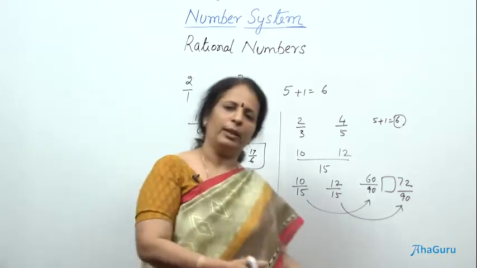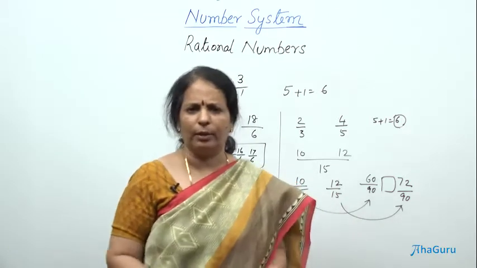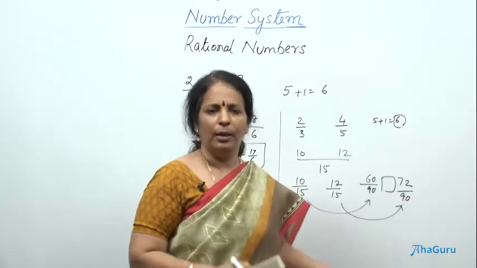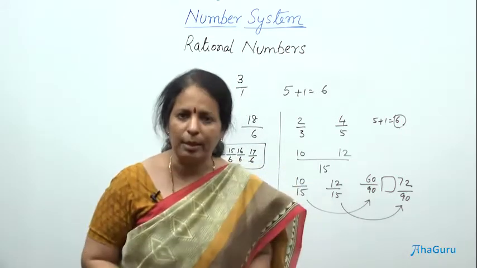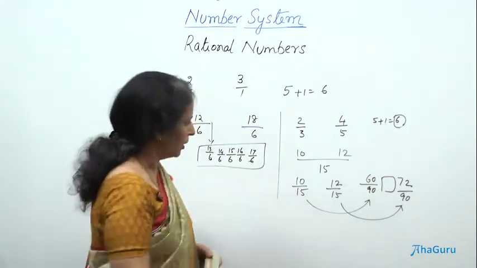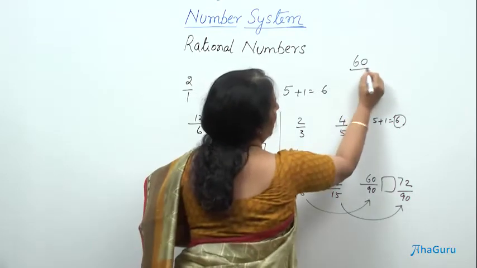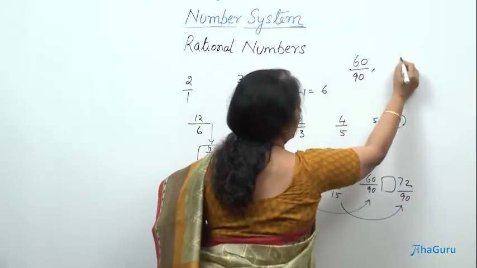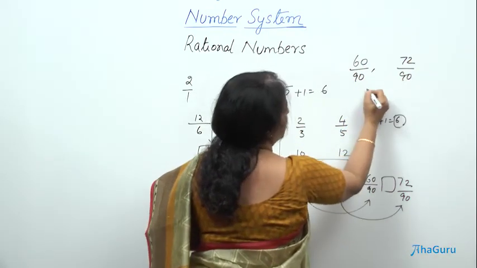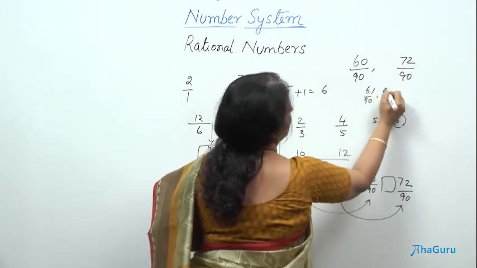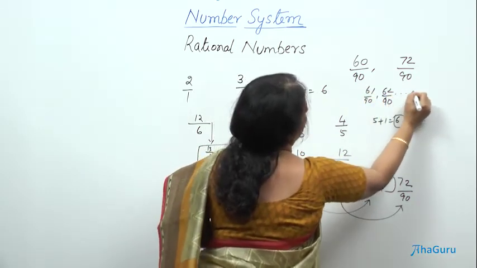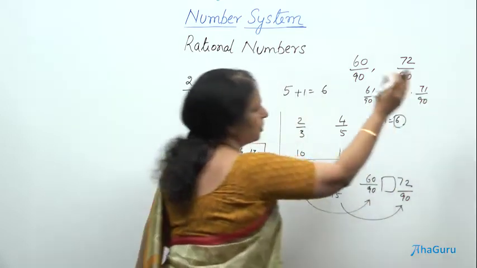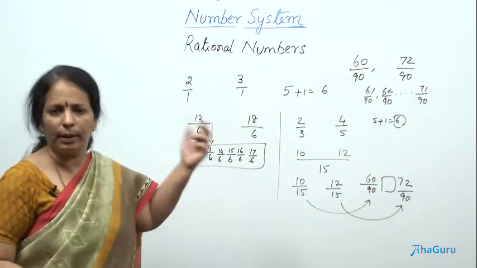You can write all the 11, take any 5. You will be writing one 5, your friend will be writing another 5, that is okay. Since there are infinite numbers, it doesn't mean that you and your friend should have the same answer. You can have your own choice. So between 60 by 90 and 72 by 90, the numbers you get are 61 by 90, then 62 by 90, and so on up to 71 by 90. Choose any 5 of your choice and write the answer.